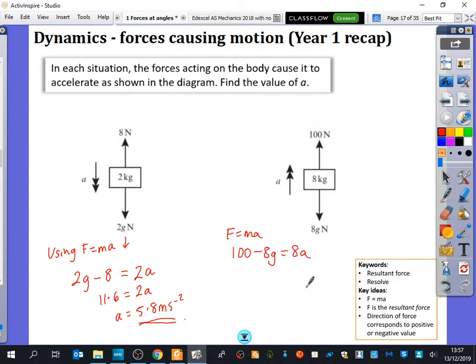Good. So my resultant force now, I took the upwards direction because this one is bigger than this one, so it's going to be moving upwards. 100 minus 8g equals 8a. So we'll do that and then divide it by 8.